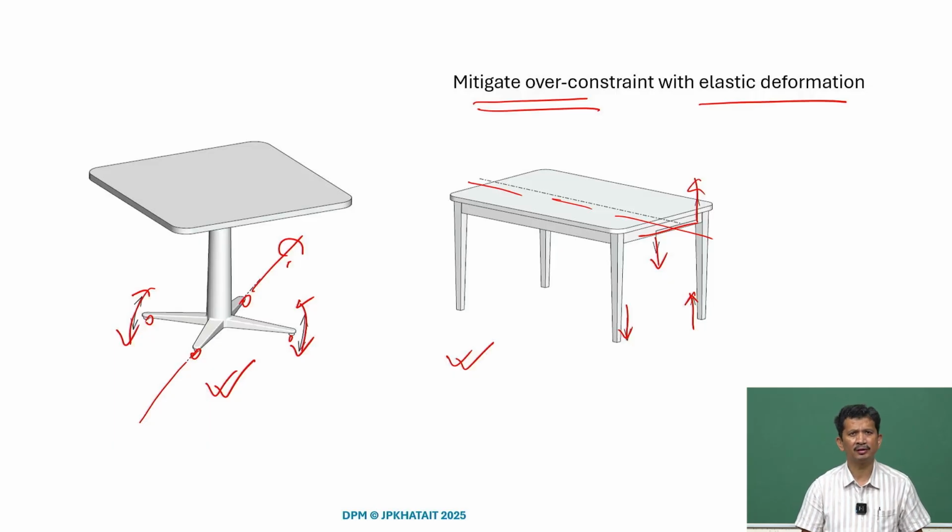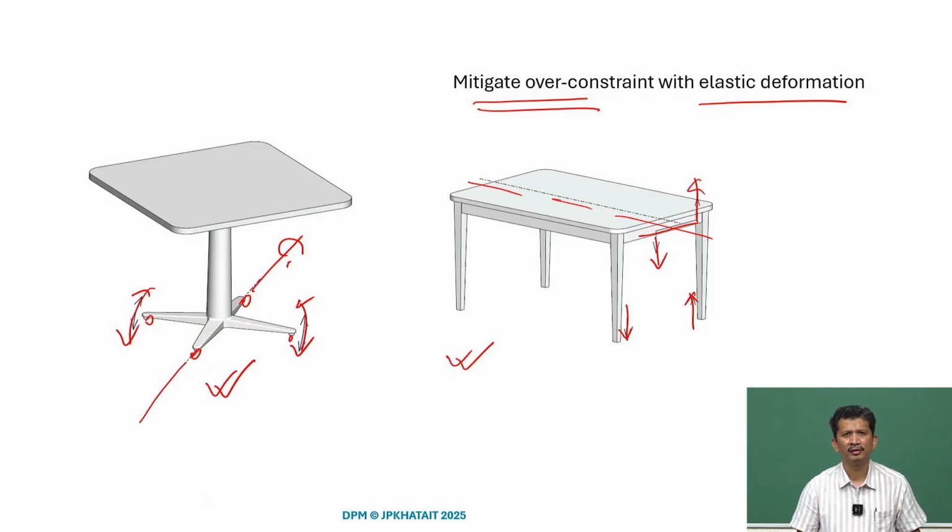But it is happening because we have provided an elastic deformation, or we can say we have provided an internal degree of freedom in the form of elastic deformation of the table, and in this way it can conform to the surface even though it is not flat, and still all the 4 legs will make contact, but definitely the table will deform, but for most applications this might be acceptable.